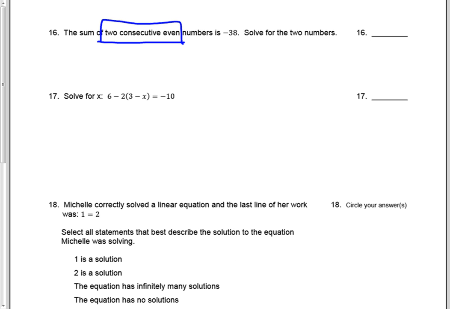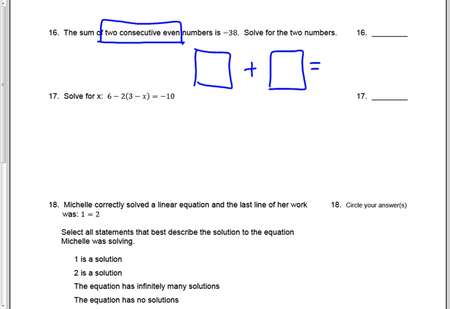What does consecutive mean? So give me an example of 2 consecutive numbers. 2 followed by 3, 4, 5. But if it's even, how much do you jump each time? 2. So it's got to be 2 numbers.